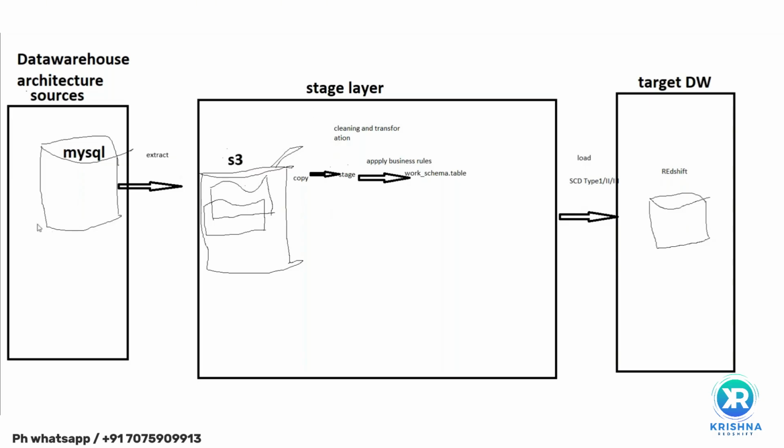In the staging layer, we extract the data from your sources to S3. Here only S3 will come. Anything in AWS, when we start working, we'll first place the data in S3. What is S3? S3 means Simple Storage Service. Not R3 or triple R. It is S3, Simple Storage Service.